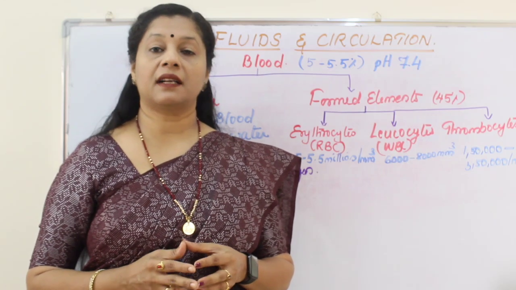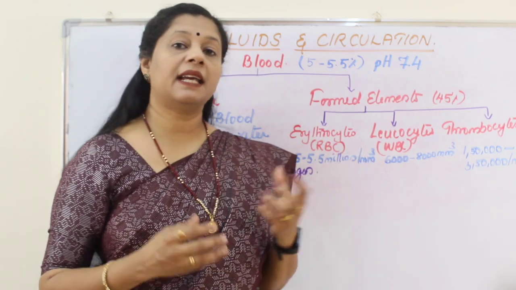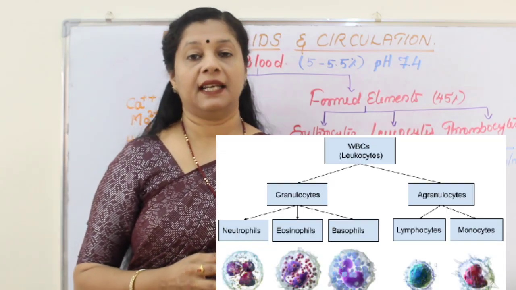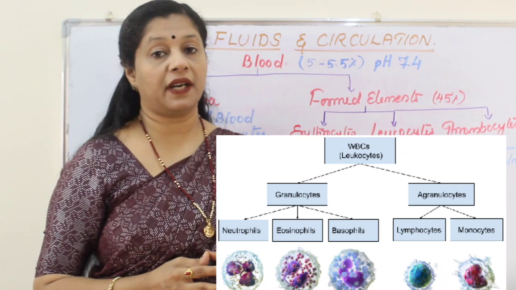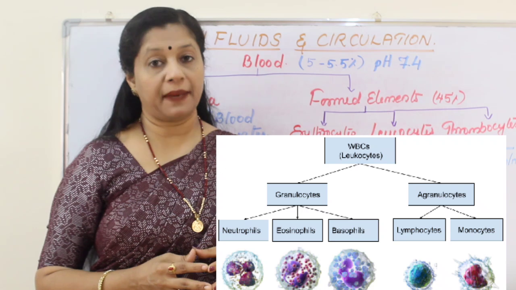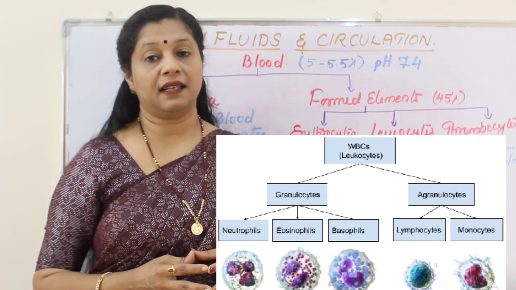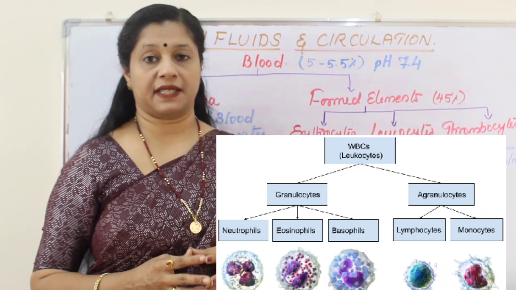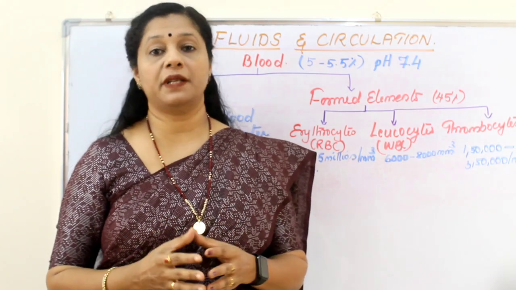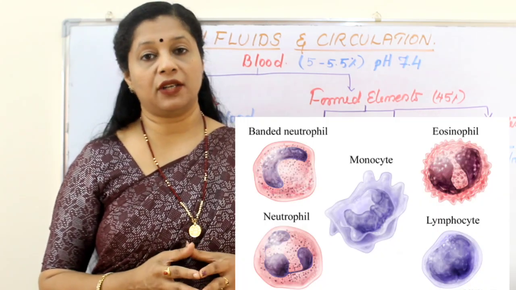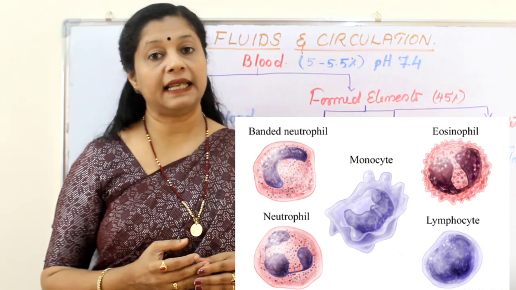WBC or leukocytes are colorless. Why? Because they don't have hemoglobin in them. And the WBC can be classified into two types mainly, granulocytes and agranulocytes. The granulocytes are again classified into three, neutrophils, basophils and eosinophils. Whereas agranulocytes are monocytes and lymphocytes. WBC cells have a prominent nucleus and these nuclei are mainly lobed structures. So when we come to the granulocytes, we have three granulocytes, which are the neutrophils, basophils and eosinophils.